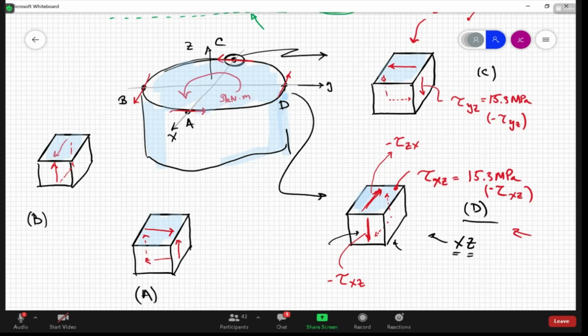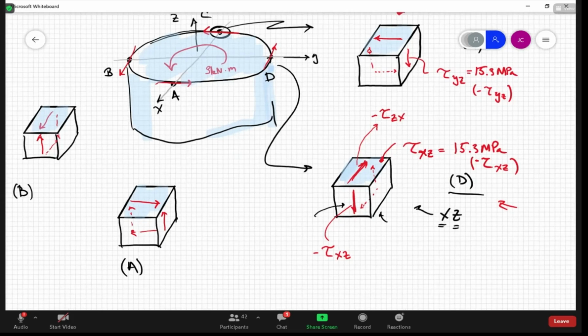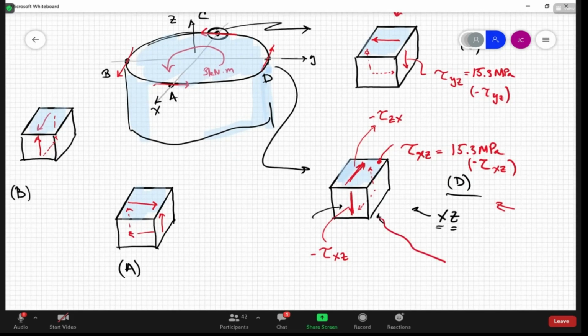you could even do this bottom surface. I don't want to draw on it too much because then when I do the other ones, it's going to be a real mess. But if you look at this, this will always work out. Let's look at this bottom surface here, okay? That one is a negative Z surface. Its normal direction is in the negative Z direction, correct? So which direction would a positive ZX shear stress component, traction component, act in? The positive X or the negative X direction?